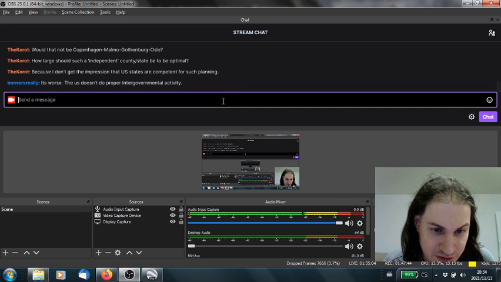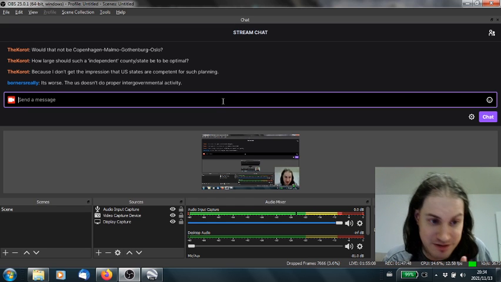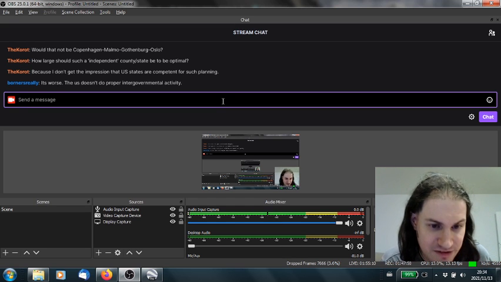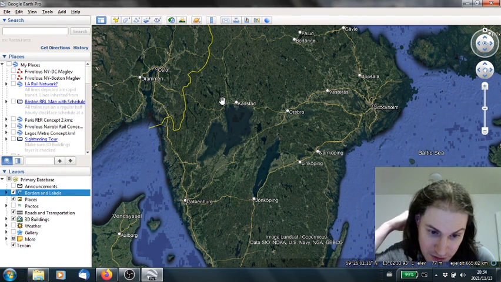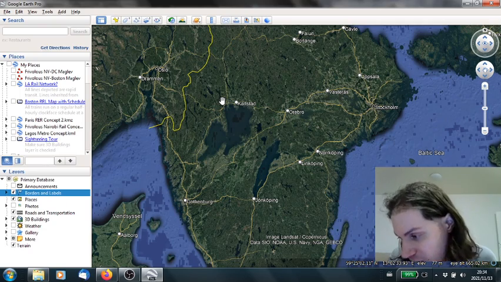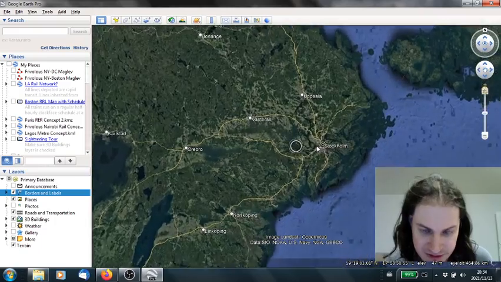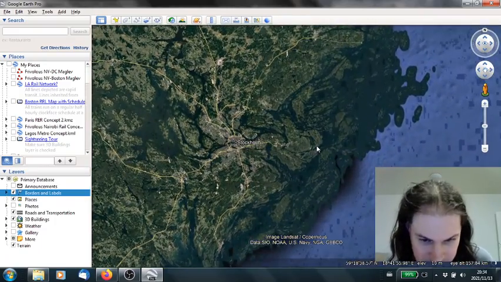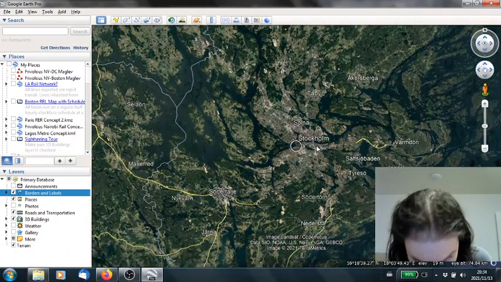how large would an independent county state be? I mean, metro area, but remember, American states are big. That's not the problem. Yeah, the U.S. doesn't do proper intergovernmental anything. So what I mean by proper intergovernmental is you have stakeholders, which in this case would be the municipality in Sweden, maybe multiple municipalities, the county, the state.